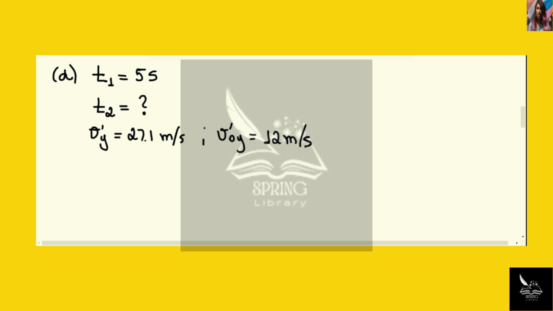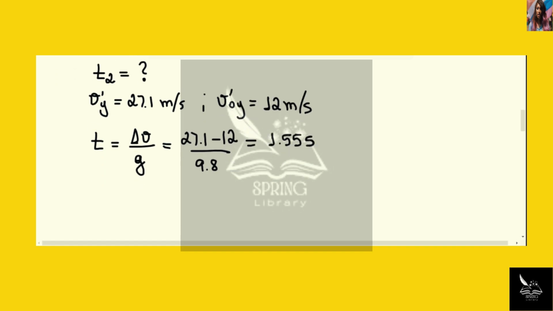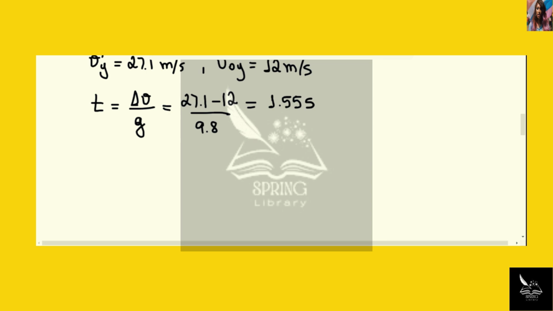And the acceleration is just gravity's acceleration. So for that reason, the time is the variation in the speed divided by the gravitational acceleration. So this is 27.1 minus 12 divided by 9.8. And this is equal to 1.55 seconds. So the total time, this here is T2, the total time T is equal to T1 plus T2, and this is equal to 6.55 seconds.